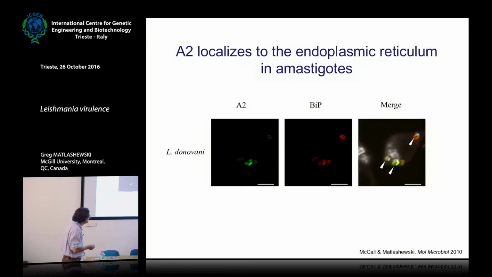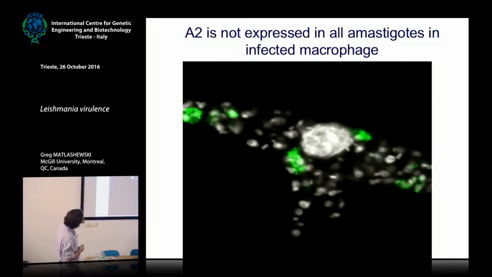So we're getting closer, 2010 now. You see, we haven't made that much progress from 1994 to 2010. But this is an interesting slide, and this goes back to some of the things that Paul was saying. We also looked at where it's expressed inside an infected macrophage. And so this is a macrophage, and you have a lot of amastigotes here. I'm always amazed at how many amastigotes you can put into a macrophage. But we were surprised that not all of the amastigotes are expressing A2. Some of them express at higher levels, and then some of them express at lower levels.